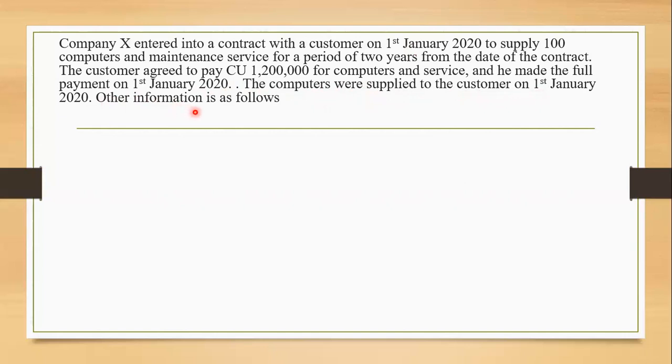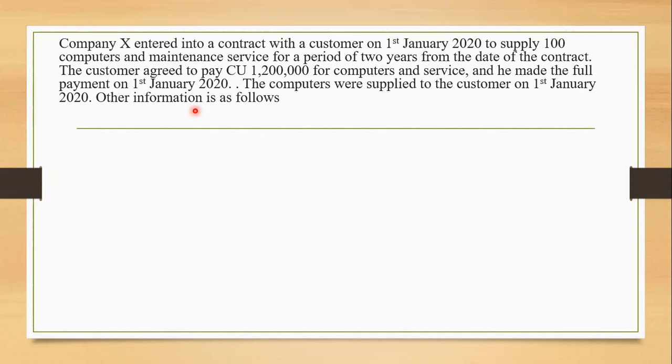Other information is as follows. This is a very simple scenario. Our company is Company X. Our company has entered into a contract with one of the customers. As per the contract, our company is supposed to supply 100 computers to the customer. Not only that, we are obliged to provide a maintenance service for a period of 2 years. For these total services and products, we are going to charge currency unit 1.2 million from the customer. On the other hand, the customer has made the payment on the date of the contract. These are the facts in the given scenario. Based on these facts, we have to proceed.